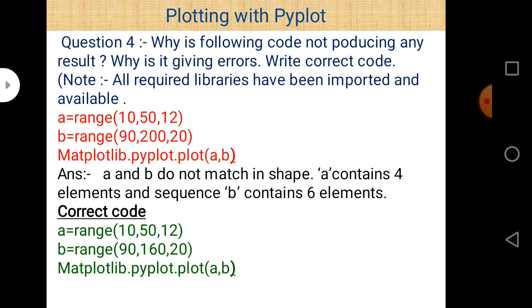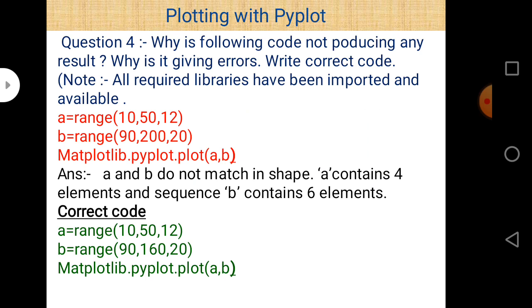Now question number 4, why does the following code not produce any result? The given code mentioned in red color is not executed at all, and why is it giving errors? Write the correct code. There are basically two parts to this question. First, we have to find the error, and second, we have to write the correct code, and note all required libraries have been imported and are available.